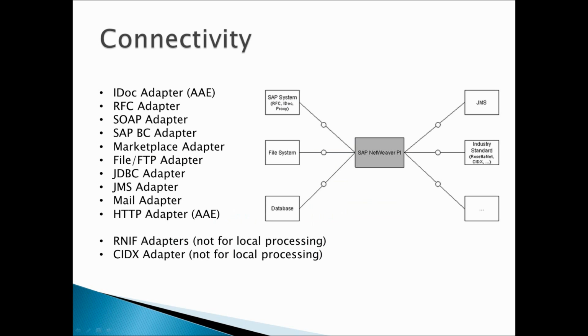Connectivity. In SAP PI, we have adapters to receive and send messages to other systems. These adapters help us to communicate with almost any SAP or third-party system. For example, we have IDOC adapters to communicate with other SAP systems using the IDOC protocol. We have an RFC adapter. We have a SOAP adapter. The SOAP adapter helps us to consume or to publish a web service.